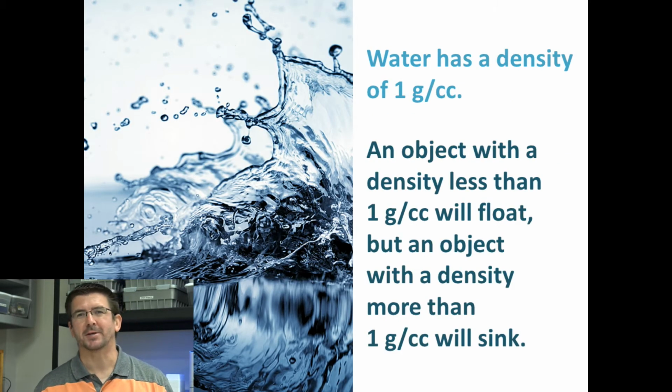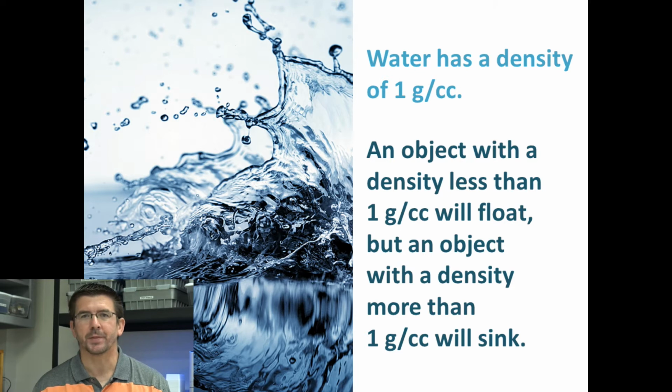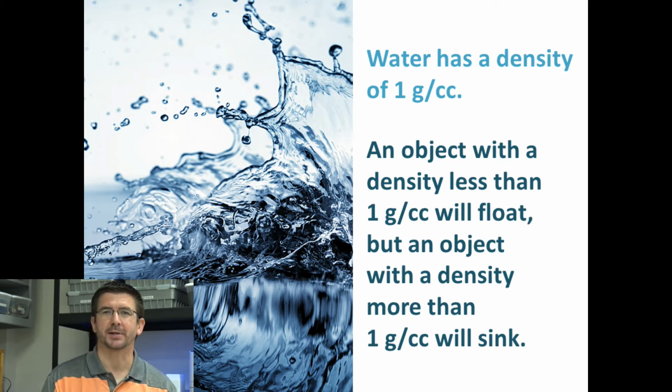Water is something that we tend to look at when we talk about density and talk about grams per cubic centimeter, because water is essentially the standard for this measurement. Water has a density of 1 gram per cubic centimeter. And what that means is for every cubic centimeter of water, or every milliliter of water, because we said those are equal, those have a mass of 1 gram. So 1 cubic centimeter of water has a mass of 1 gram. Water has a density of 1 gram per cubic centimeter.